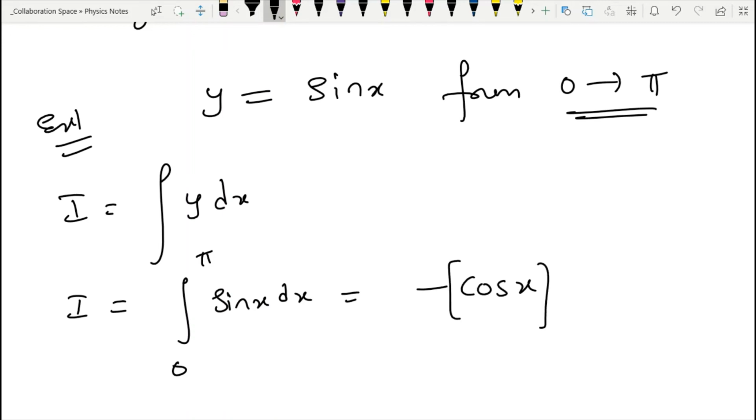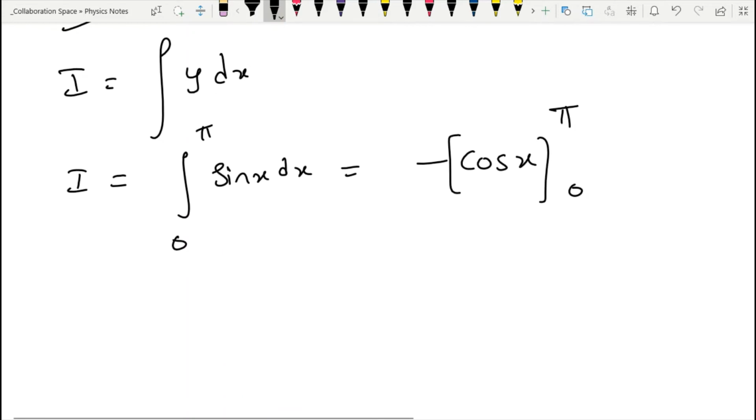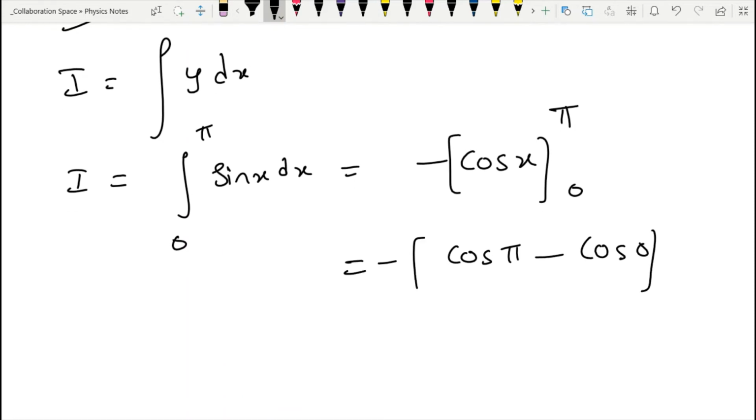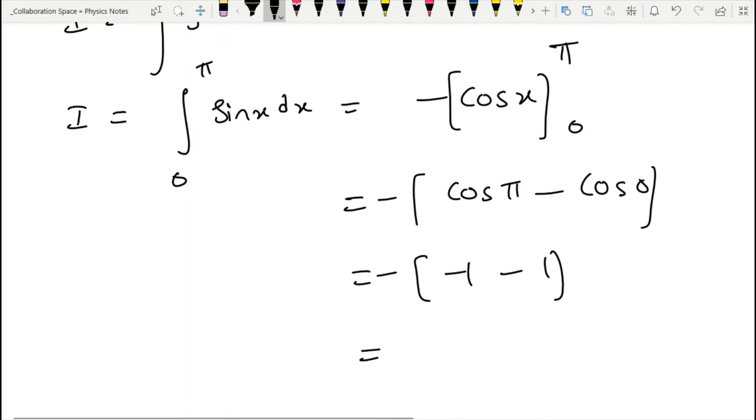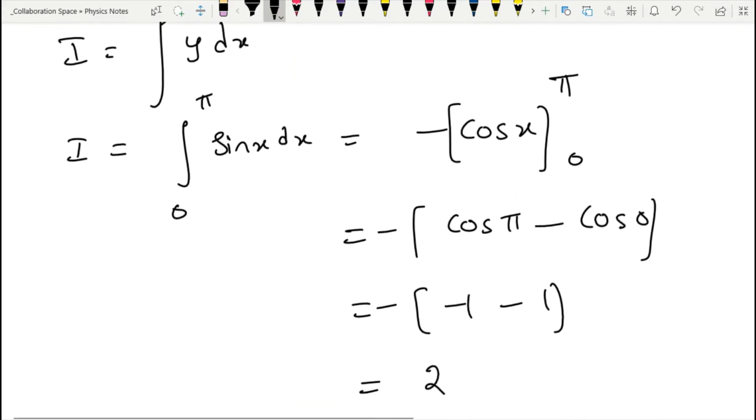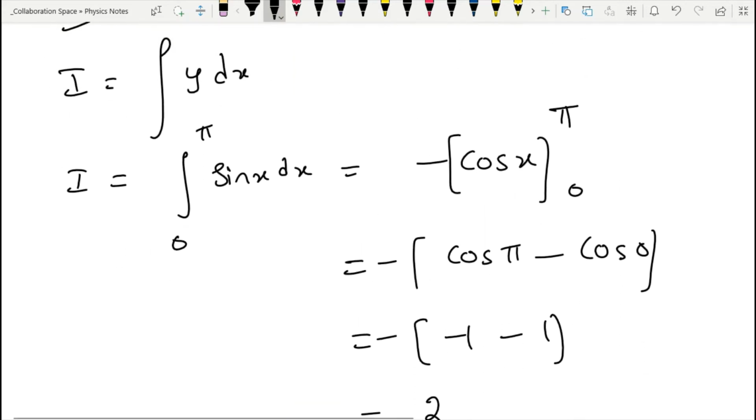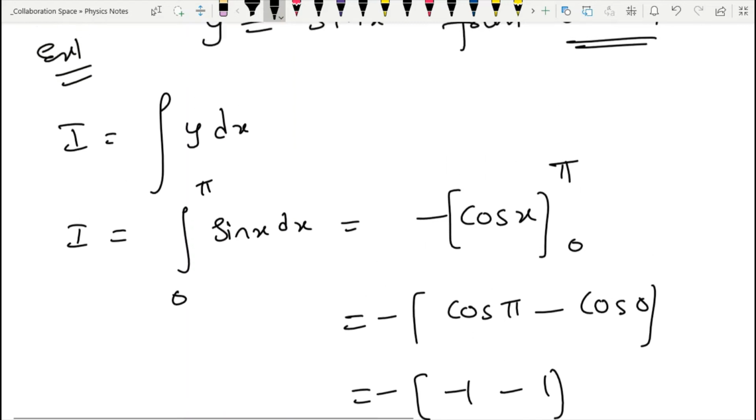Now you have to apply the limits. So see what I will get. Cos pi minus cos 0. What is the value of cos pi? Cos pi is minus 1. Cos 0 is 1. So what you are getting here? Minus 2. No, this is minus 2, sorry. Yeah, 2. We will get 2. Clear or not? Yes, sir. Any doubt? No, sir.